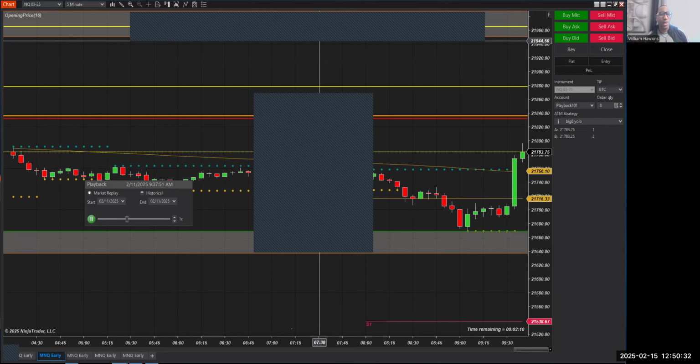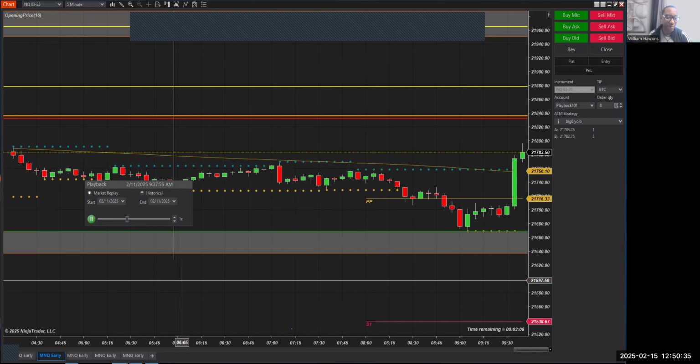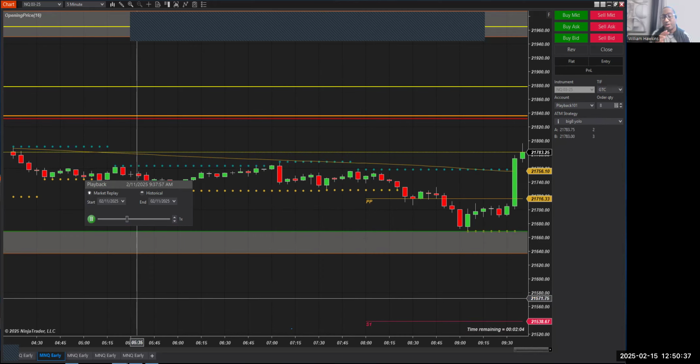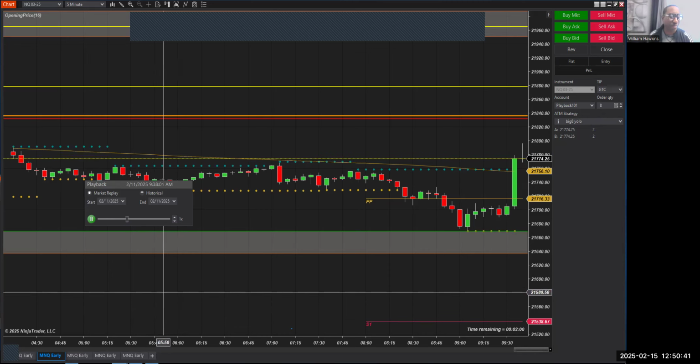Okay, so we're going to go over bot information and the purpose of the two licenses. The bot that I've been testing out has been working really well. When you purchase the bot, it does come with two licenses.